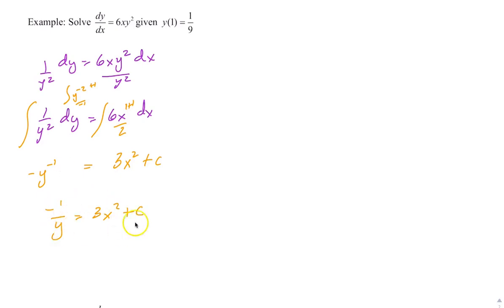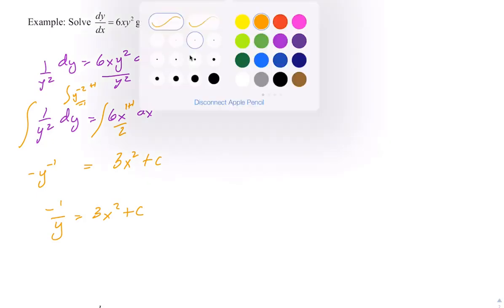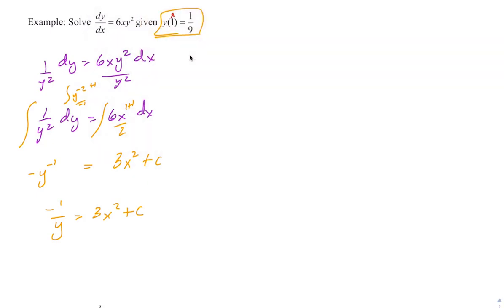So that's my equation. Now I want to solve for my c. So I'm going to plug the 1 over 9 in. Remember what this says: when we substitute in 1 for x, I'm going to get 1 over 9 for my y. So I'm going to have this: negative 1 over 1 over 9 equals 3 times 1 squared plus c.